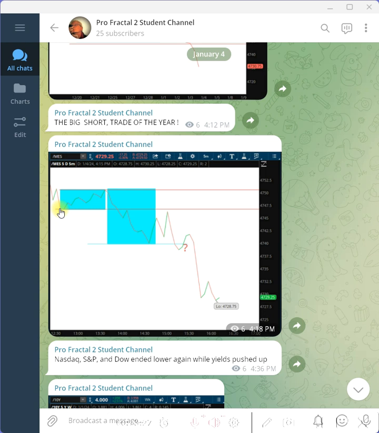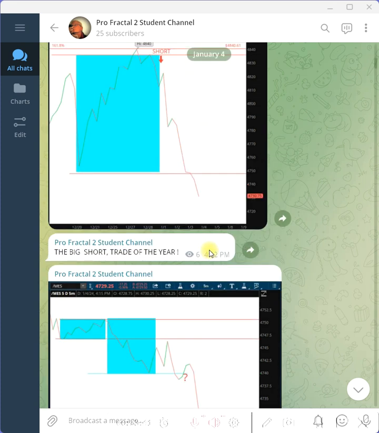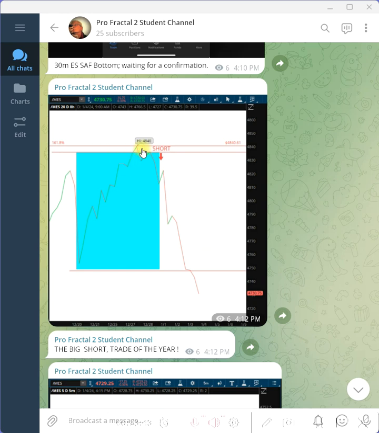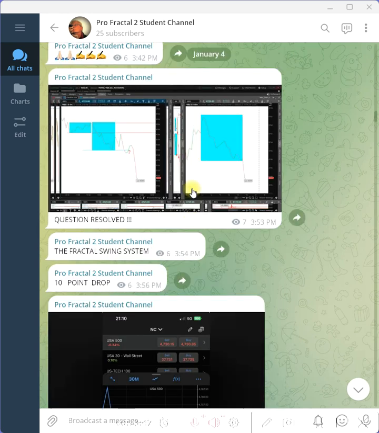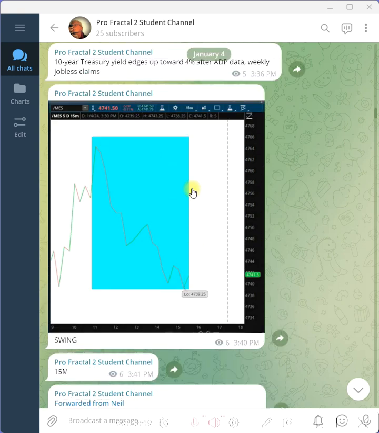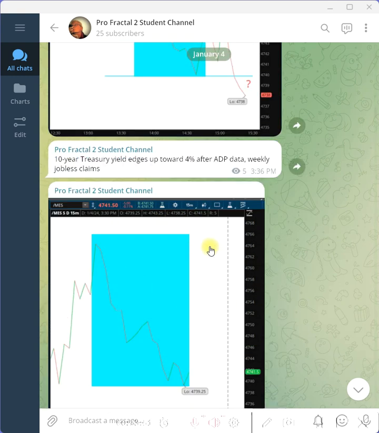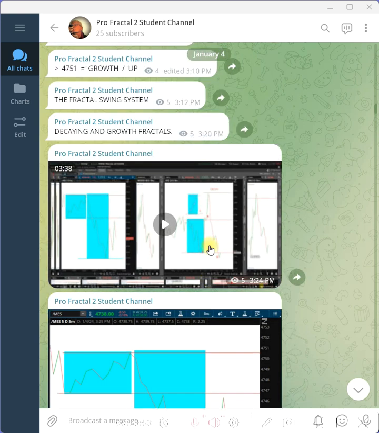Here's a decaying fractal. It went down and continued to go down. So again, you're looking for this would be 7 up. You have to scale it to get a better definition of the fractal. There's our creative year there, and here's another typical growth fractal.